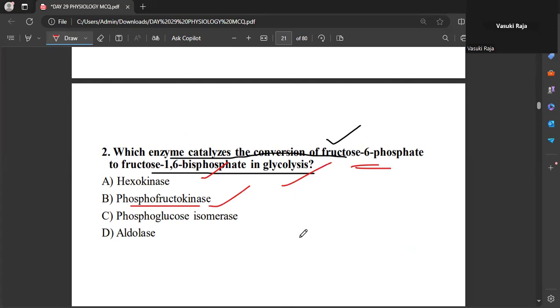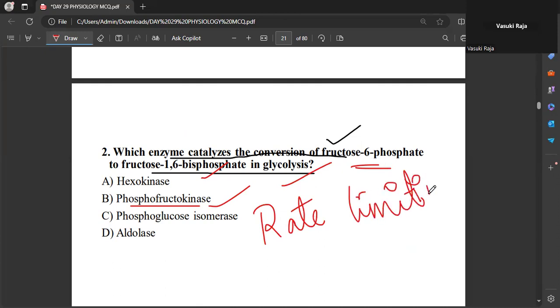And in the glycolysis cycle, which will be the rate limiting step? Which step will be the rate limiting step, what will be the reactant, what will be the product, and what will be the name of the enzyme? And why is it called a rate limiting step? Or else just say which is said to be the rate limiting step in the process of glycolysis.